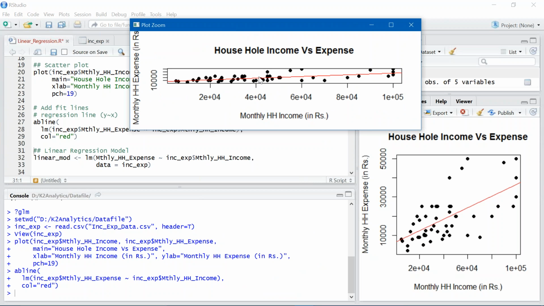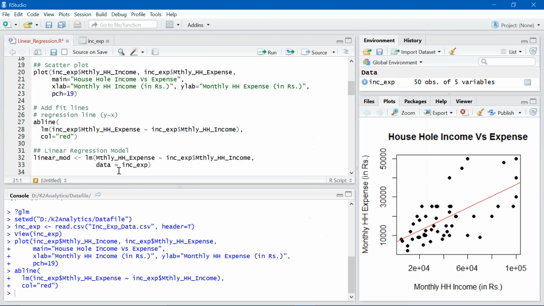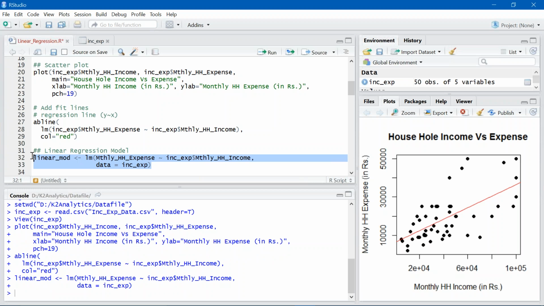This is just a visual plot to get a feel of the relationship. Not much to say. Now let me run the same linear model and try the summary. So I'm running the linear model, the lm function, where I'm trying to estimate expense as a function of income, and both the expense and income variables are part of my income_exp data frame.